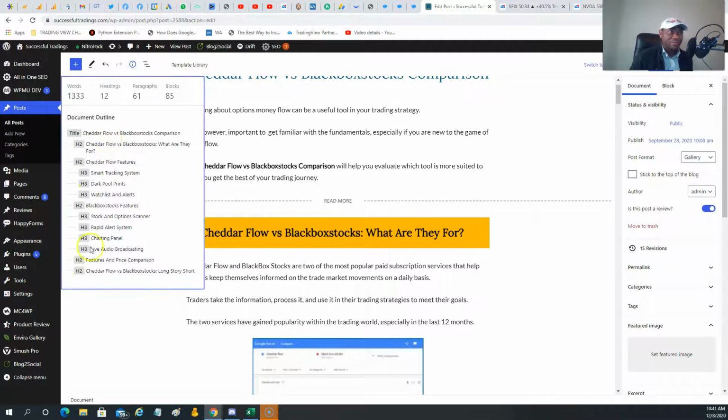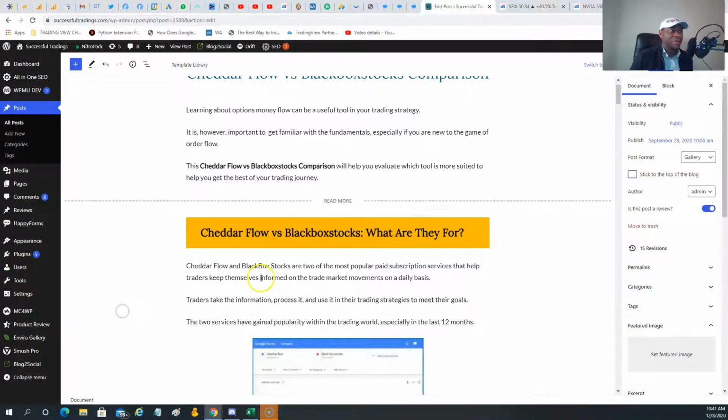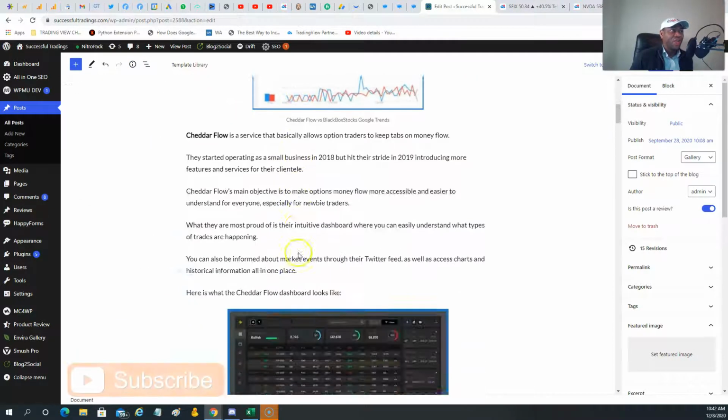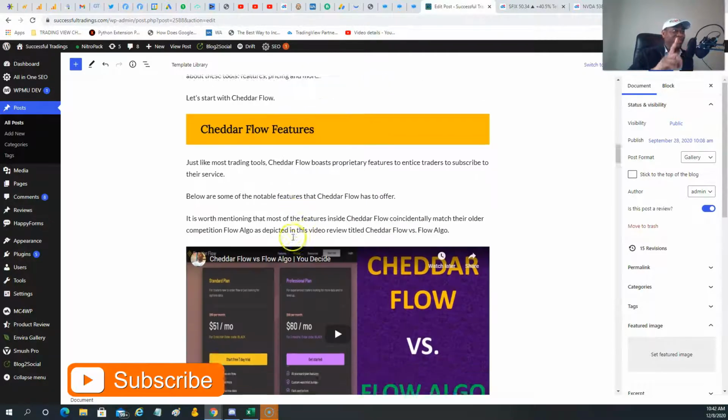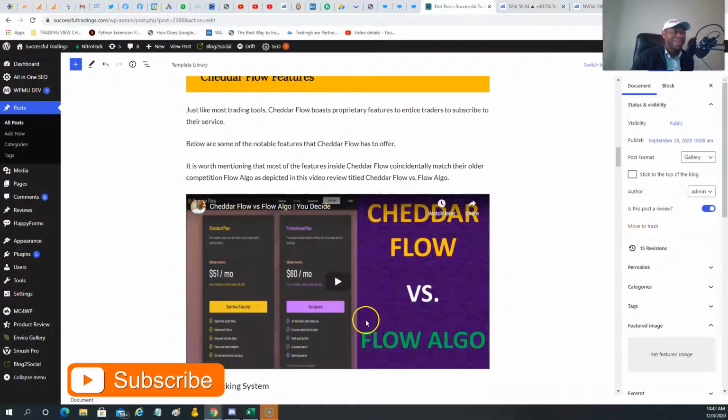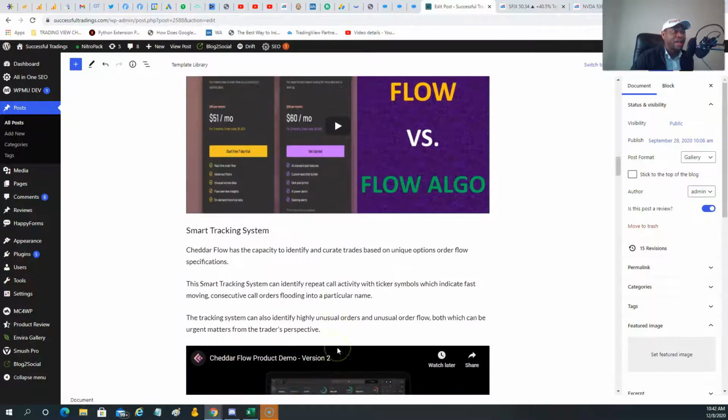The article is not that long. The first part really talks about the future of Cheddar Flow, and we want to make sure you get the link, we're going to put it on top somewhere, to the full review we did recently of Cheddar Flow. They are aggressively trying to push the tool as of now. Cheddar Flow is newer compared to, let's say, Flowalgo and Blackbox. So they are the newcomers, but they are really being aggressive. You can check that video out as well.